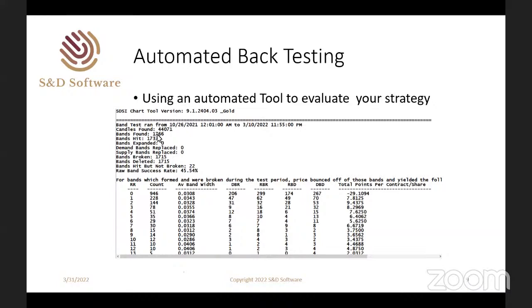Out of those bands that were created, the 1,766, 1,737 were actually hit, touched or penetrated. Of the 1,737 that were hit, 1,715 were broken and then deleted, which left us with 22 bands that were touched and not broken. These will be the long runners, where a significant amount of money is generated over time.